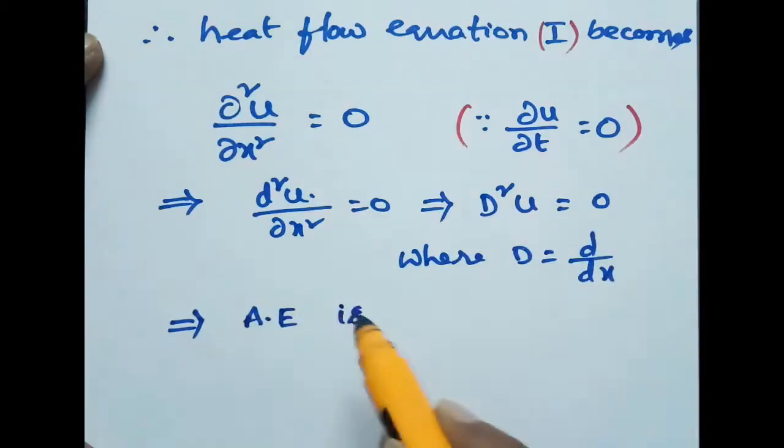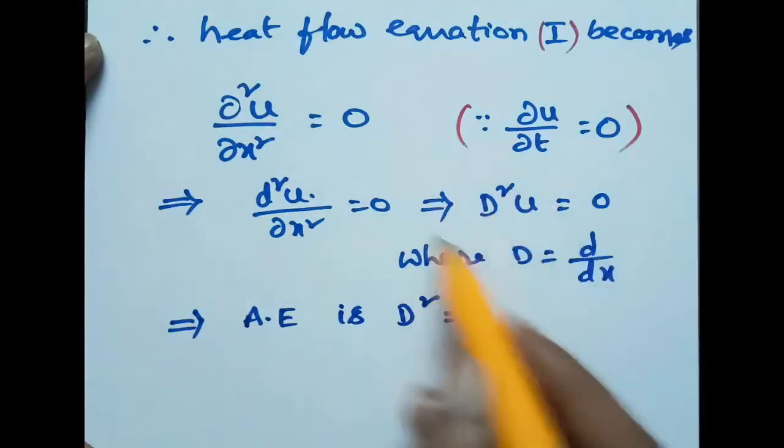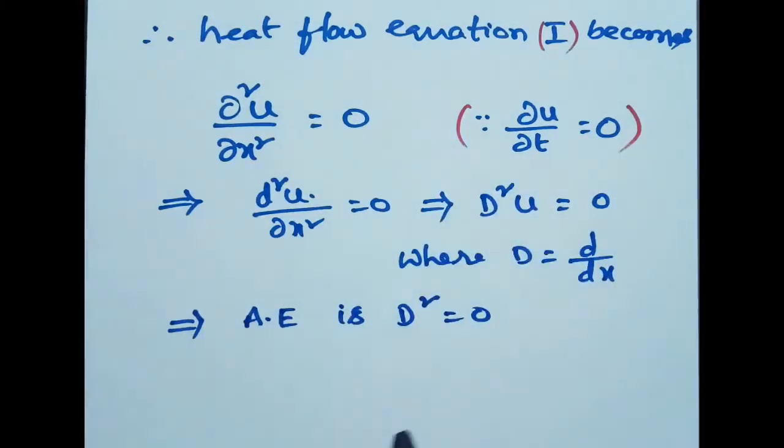The auxiliary equation is D² = 0, or in some textbooks we will use m² = 0. Some of the authors may use m² instead of D². Both are the same. So the auxiliary equation is D² = 0, which implies D = 0, 0. The roots are real and equal.